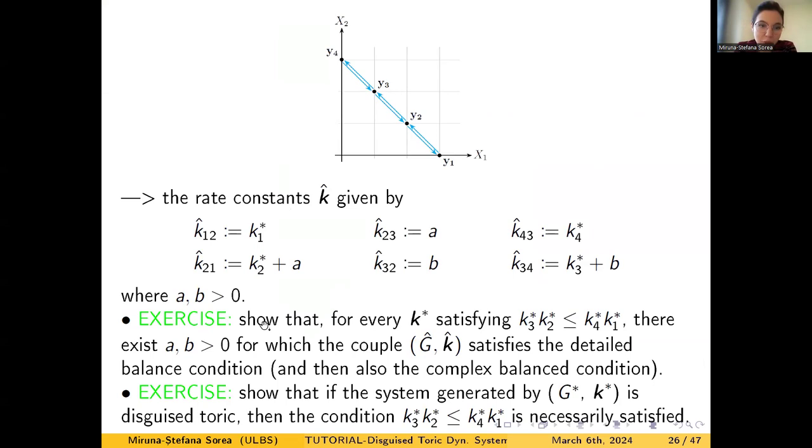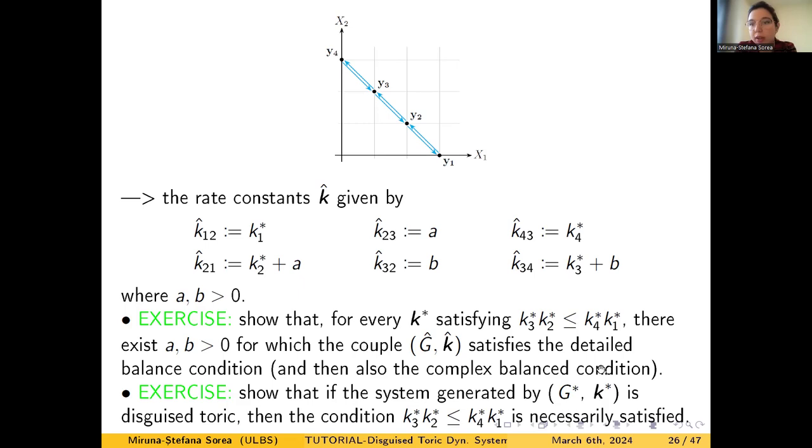For every K star that satisfies this Segre inequality, there exist A and B real numbers that are positive, such that the new graph, G hat, together with K hat, satisfies the detailed balance condition. So this is one direction. Why? I didn't emphasize this enough. Detailed balance condition implies complex balance condition. So with this, we are set. Once we satisfy detailed balance, we are happy for our case of complex balance.